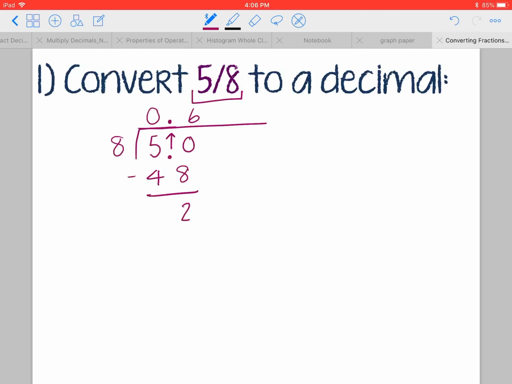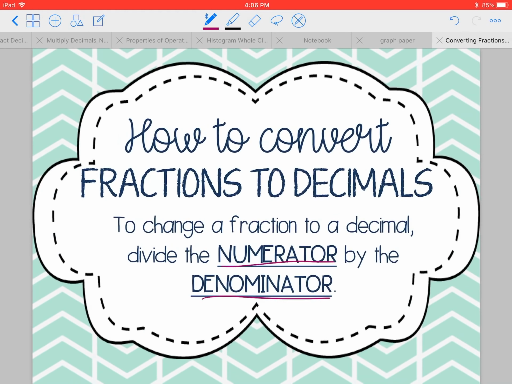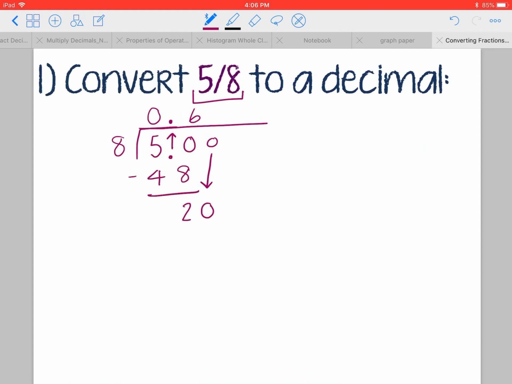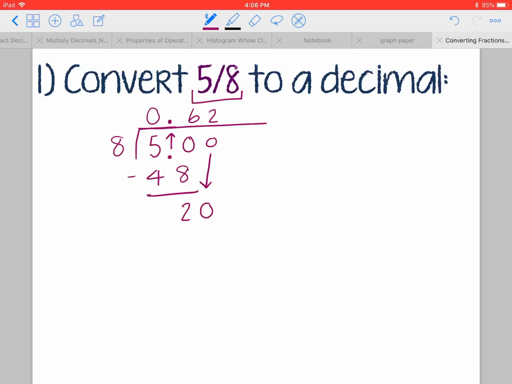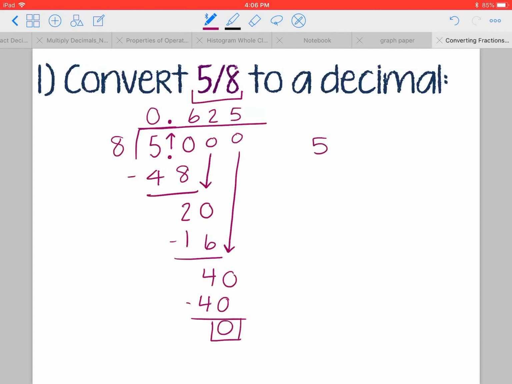Now, there's not going to be any remainders today, so we're just going to add a 0. 8 goes into 20 2 times. 2 times 8 is 16. Subtract, and we get a 4. Still no remainder, so we're going to add another 0. Drop it all the way down, and we repeat the process all over again. 8 goes into 40 5 times. 5 times 8 is 40. Subtract, and we finally get our 0, and we have a terminating decimal. So 5/8 into a decimal is 0.625.